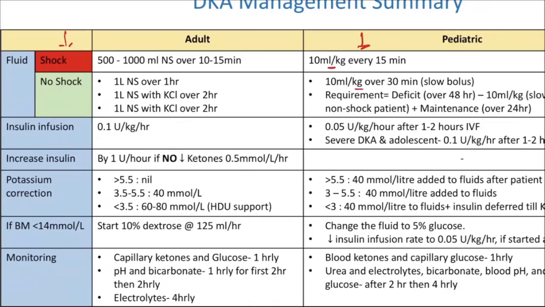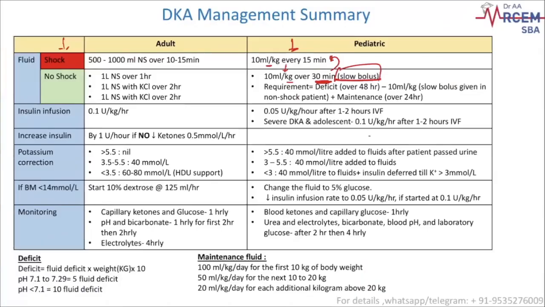If at presentation the patient is not in shock, then we give something known as a slow bolus. What is a slow bolus? A slow bolus is 10 ml per kg given over 30 minutes instead of over 15 minutes. This is known as a slow bolus. Any pediatric patient who presents to the emergency department in DKA and not in shock, all of them get a slow bolus. Then you calculate the fluid.